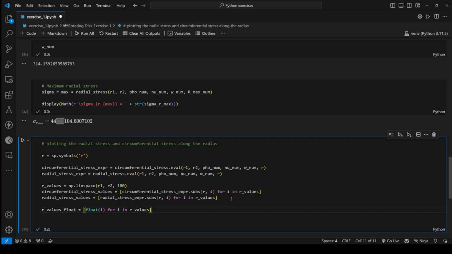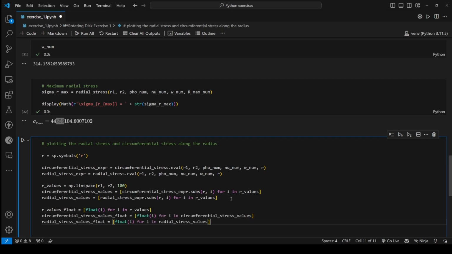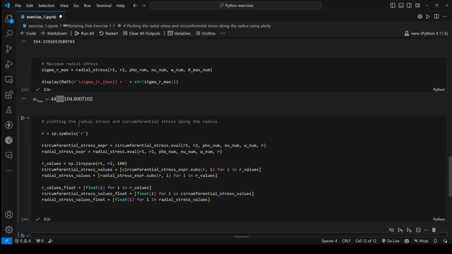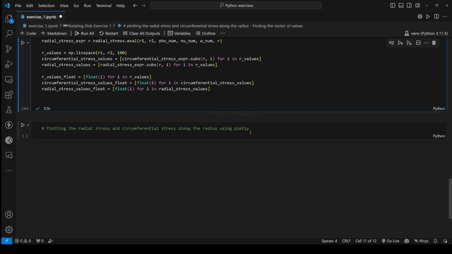Yes, that's correct. That is correct also. And that is correct also. Yeah, this definitely saves time. Awesome. So let me run this again. Yeah. Now let's write the code for plotting, using plotly. Yes, because I already defined it. Let's call this finding the vector of values. Yeah. Awesome.